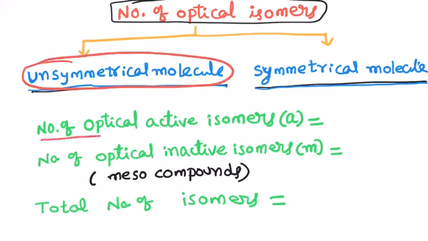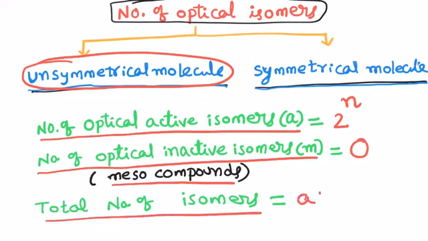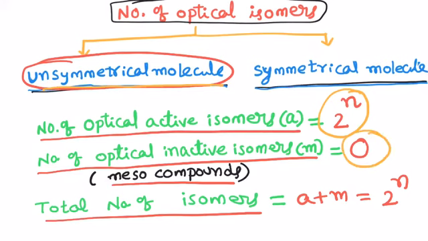Look at this. The number of optical active isomers is equal to 2 power n. The number of optical inactive isomers, also called meso compounds, is 0. And for the total number, you just have to add A plus M. The M value is 0, right? That's why this is also 2 power n. Very easily we can remember this for an unsymmetrical molecule: optical active isomers 2 power n, inactive are 0, total also 2 power n. Here n indicates the number of chiral carbons.